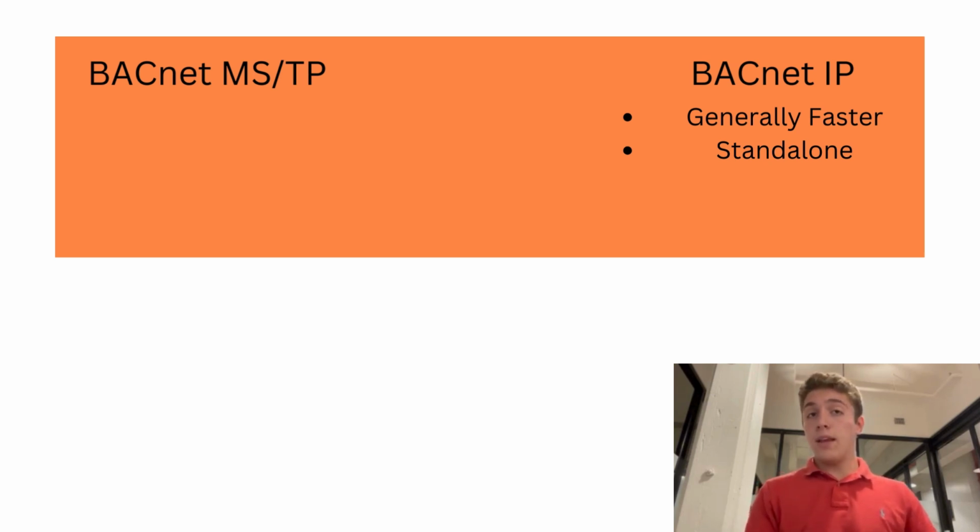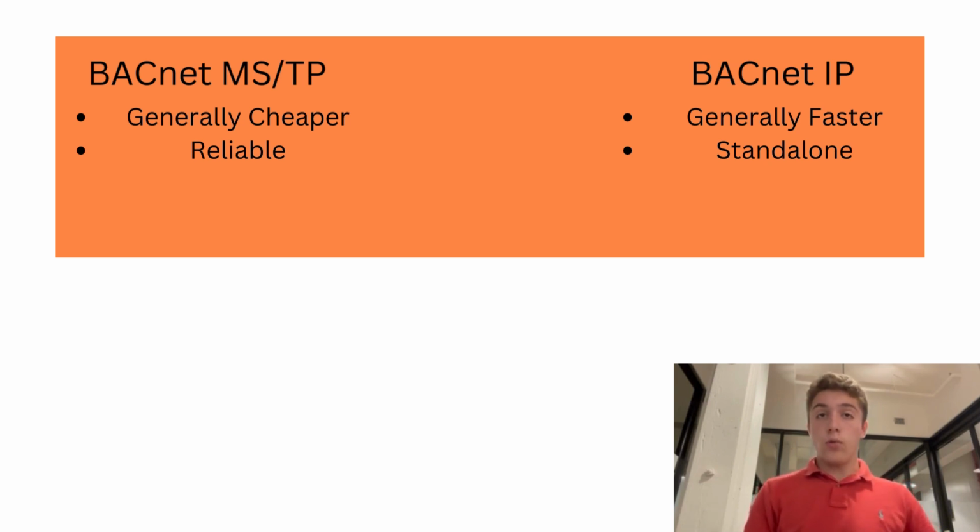However, MSTP has a few advantages. It's generally a bit cheaper than IP products because they're a little older and the wires are cheaper. Additionally, it's known to be reliable and has good longevity. Overall though, IP is the emerging technology, and it's only a matter of time before most controllers and systems run with IP, until another system is invented.